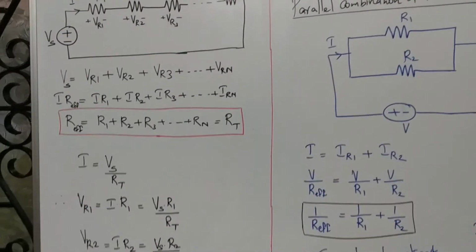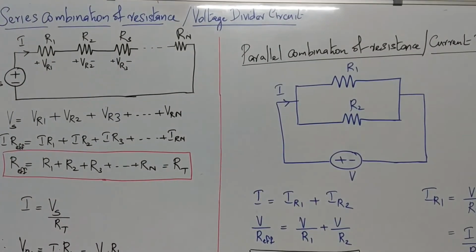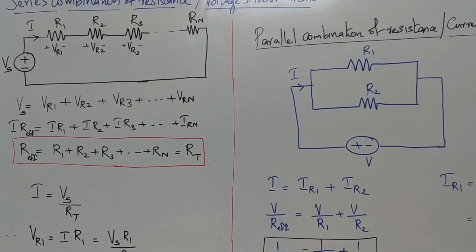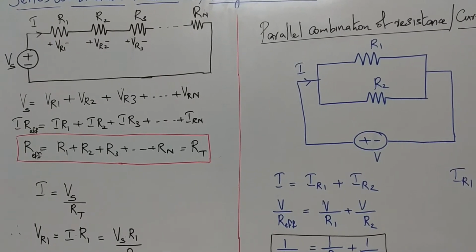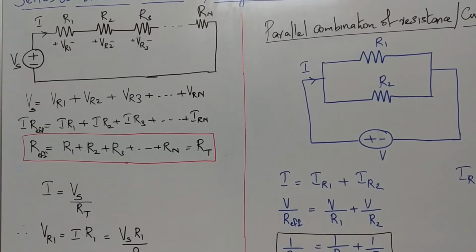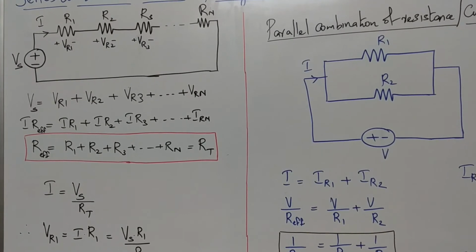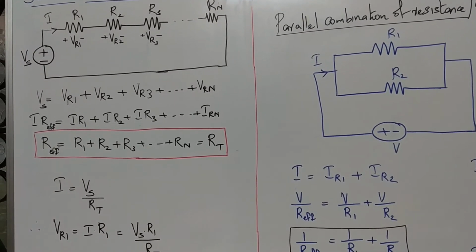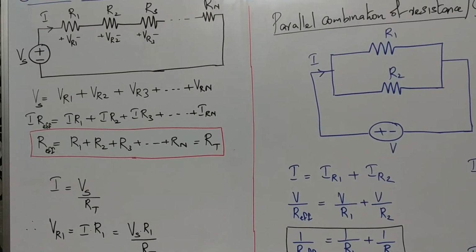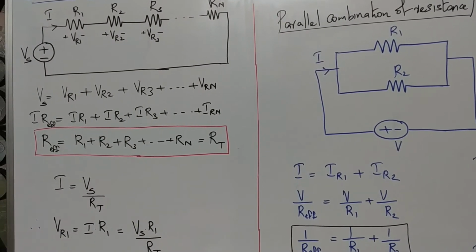So this series combination of resistors is otherwise called a voltage divider circuit, because we have seen here that when Vs is the total voltage, it gets dropped across various resistances, and the amount of drop will depend on the value of each resistance. So this is also called a voltage divider circuit.